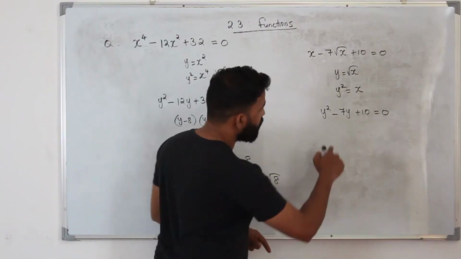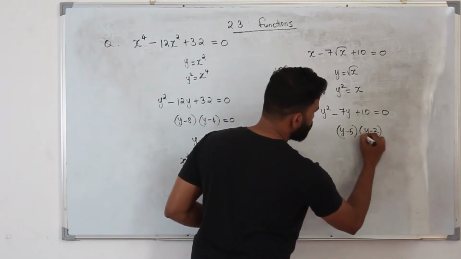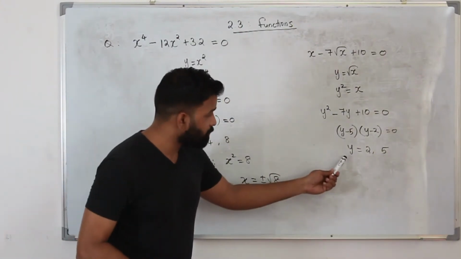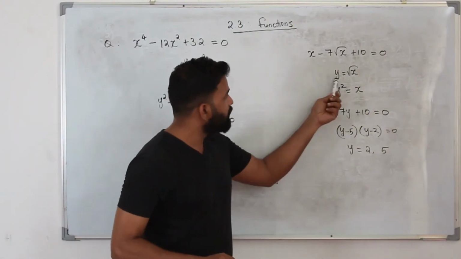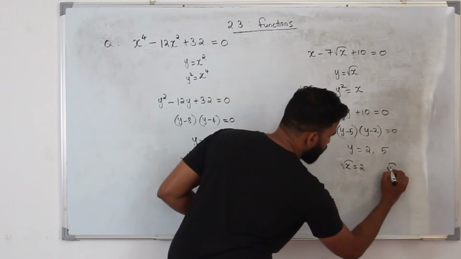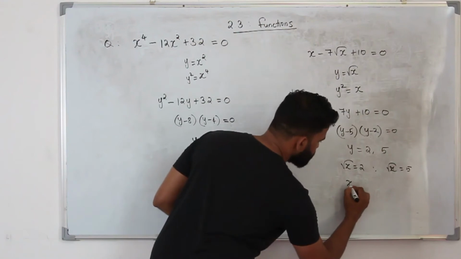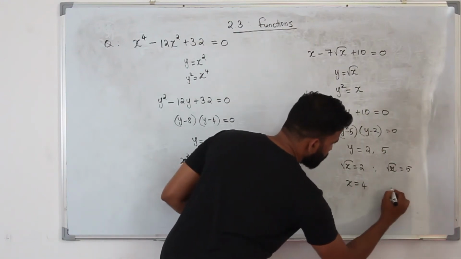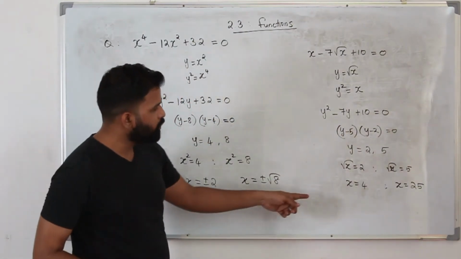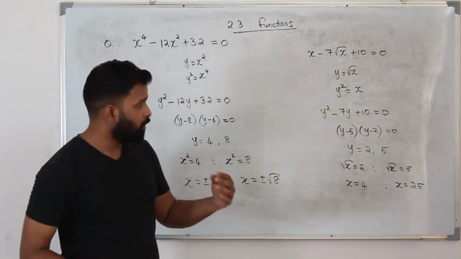When you substitute here, I think it should be y minus 5 into y minus 2 is 0. So your two y values are 2 and 5, and again you're not supposed to stop here. Convert this y back to x. Y is square root of x. So square root of x is 2. Square root of x is 5. Now square both sides. Your x is 4 and your x is 25. So you got two solutions here. So they are interested in the values of x, not y.